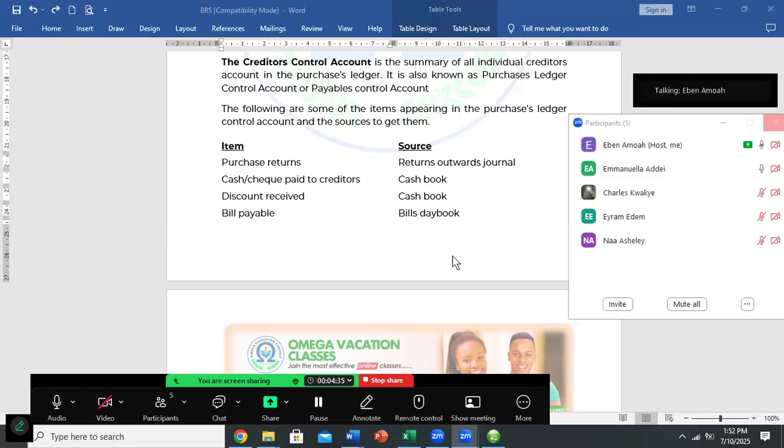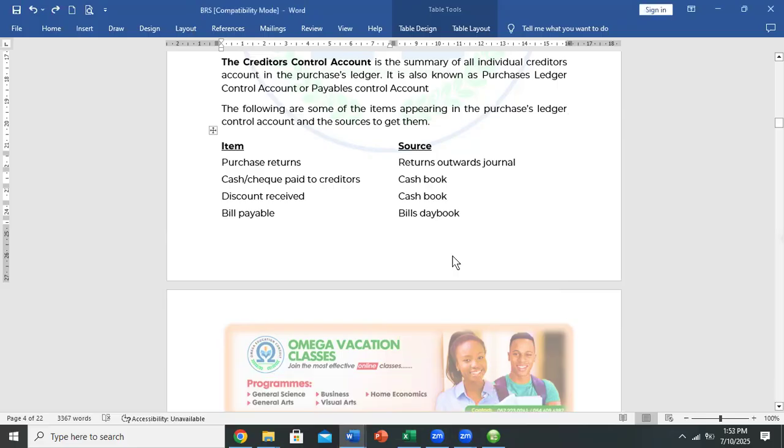Okay, so professors, in finishing today's class, we'll look at the creditors control account. I appreciate the items that are used to prepare it, and of course, analyze whether they increase or reduce the creditors balance. So briefly, we say that the creditors control account is also a summary of the individual creditors account in the purchases ledger. So it is also known as the purchases ledger control account or payables control account. Because creditors are sometimes referred to as payables, as debtors are also referred to as receivables.